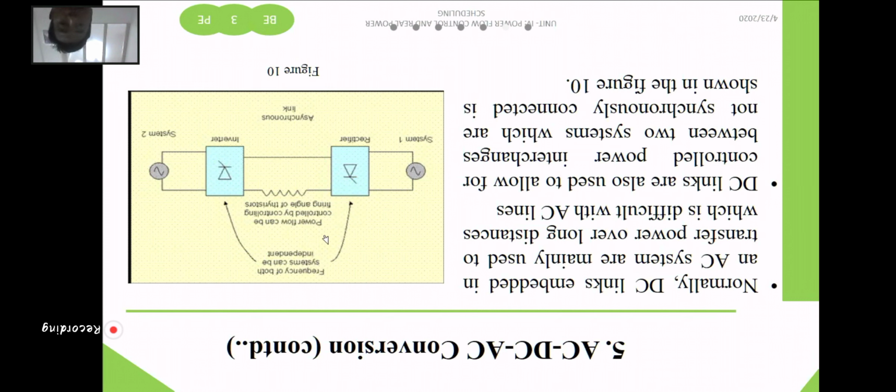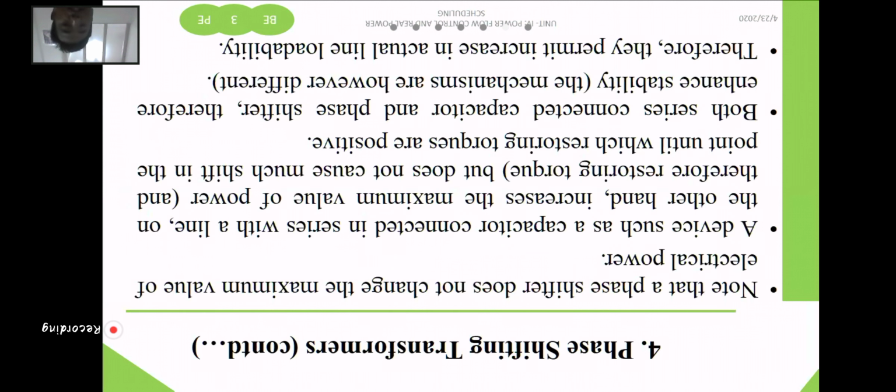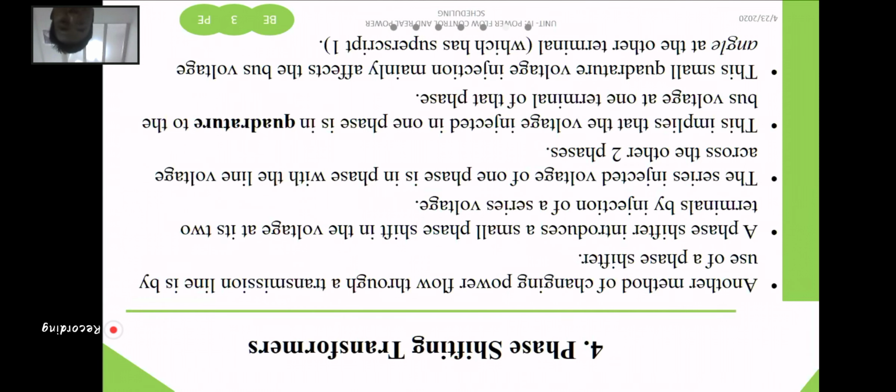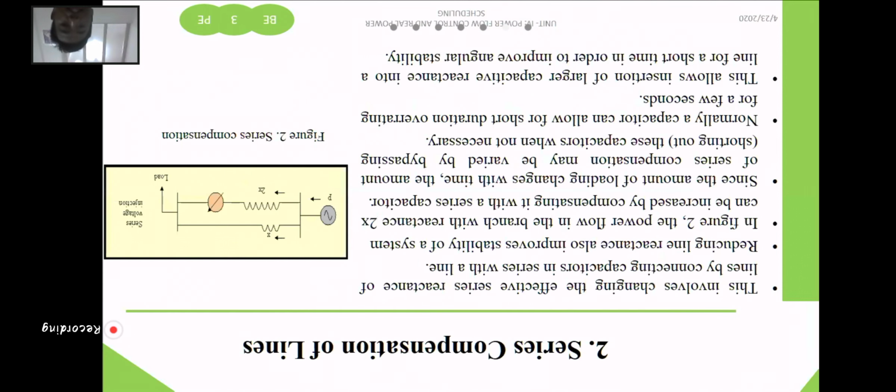So that's the basics of our lecture on power flow control. We have learned how to control the power flow. Under that, the first way to control the power flow is using series compensation of the line.